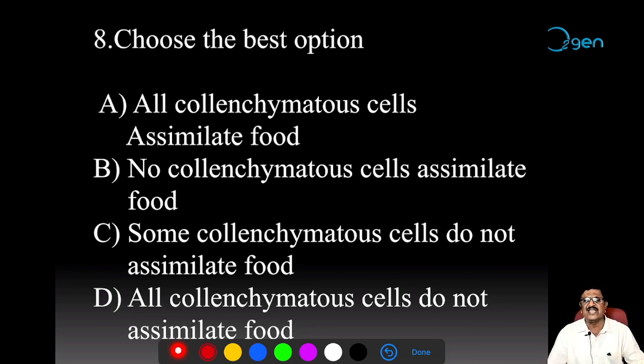D, let me see D. All the collenchymatous cells do not assimilate the food. So option C is correct.